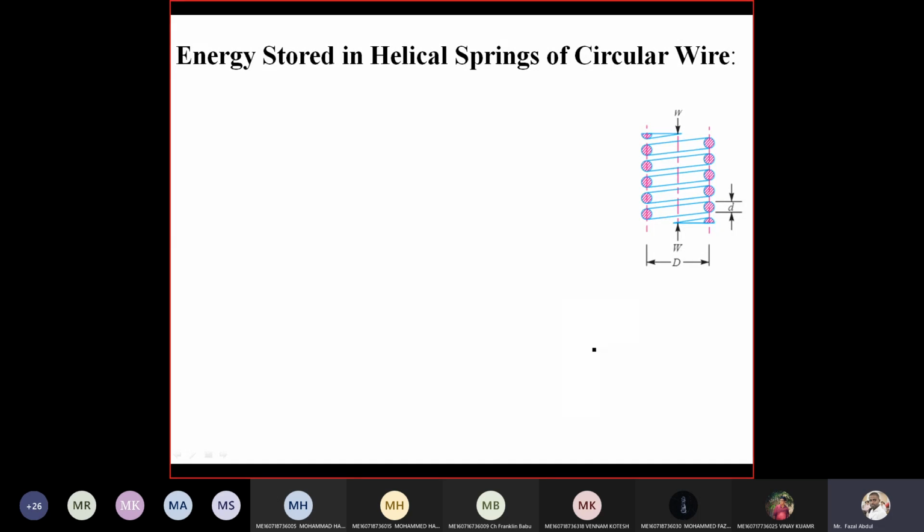So energy stored in a spring. Here let W be the load applied on the spring in newtons, and delta the axial deflection generated in the spring because of the application of load. Now the internal energy stored in the spring is denoted by capital U, that is half into load into deflection. This equation you already studied in the strength of materials, mechanics of materials subject.